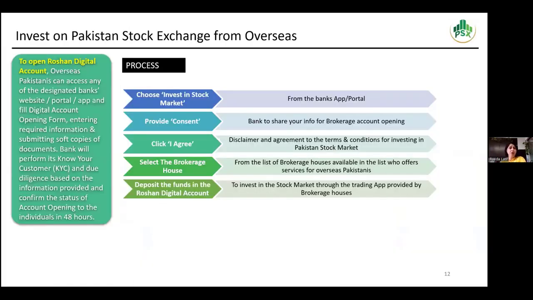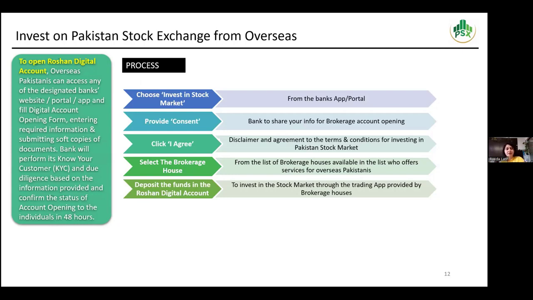A quick look at how to open your investment account through the Roshan Digital Account. Within your RDA dashboard, you will see an option, so you have to choose that, invest in stock market from your bank's portal. You say provide consent. You need to click on a button that you provide your consent for the bank to share your information with the brokerage firm where you want to open your account. You click I agree to do that. You select your broker and the information goes through.